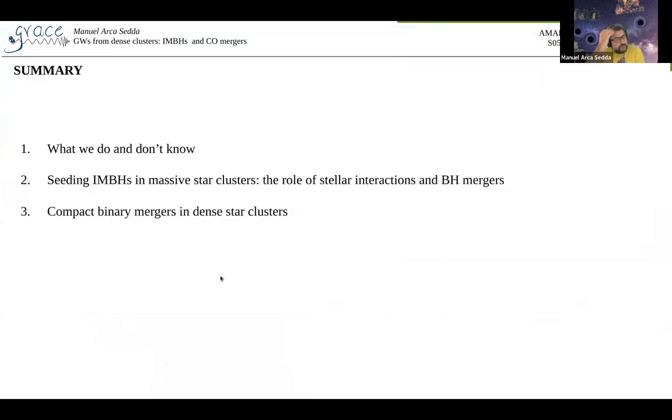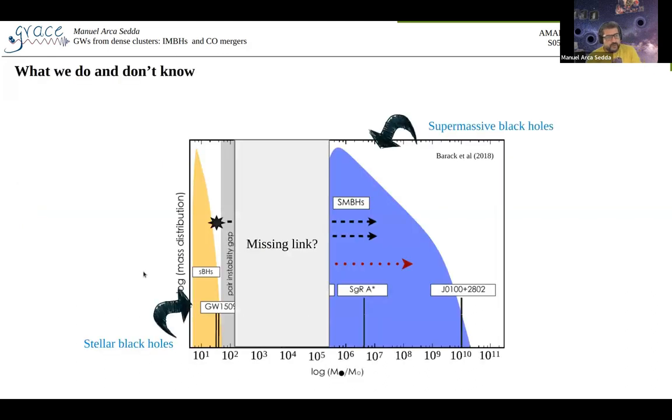So this is a brief summary of my talk. I will introduce the problem of IMBHs, especially in star clusters. How do they form or can they form in star clusters? And then we will spend a few slides on the relations and links to compact binary mergers. So we are used to categorizing black holes into at least two main categories. One is stellar black holes, coming from the death of massive stars. And we have supermassive black holes residing in the center of galaxies. And in between, in a mass range between 100 and a few hundred thousand solar masses, we expect to exist a missing link that we call intermediate mass black holes.